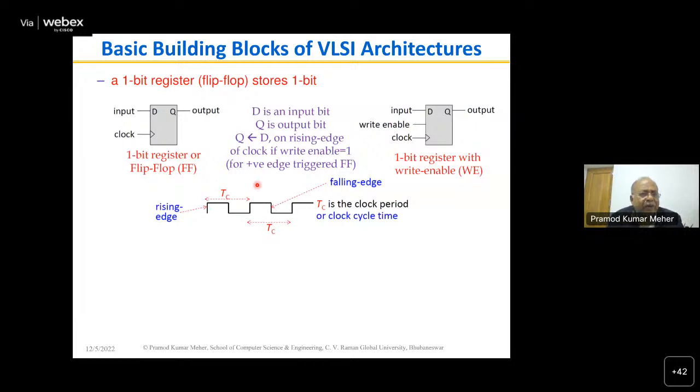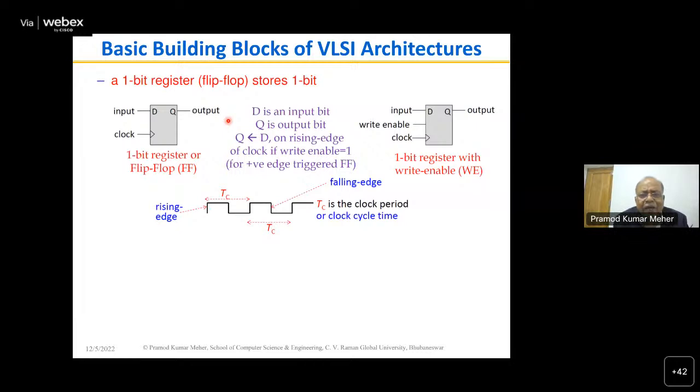So it is necessary to revise. A D flip-flop is a basic storage element which can store 1 bit, or it can be called a 1-bit register. Whatever input you have at the point D, D is an input bit. Generally, on the rising edge of the clock, this input D will be available as output Q. That is, D goes to Q when the clock is rising.